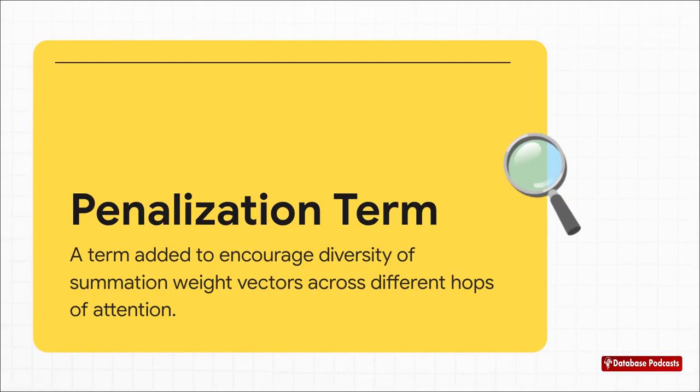So how do you force it to look for more than one clue? The solution is a pretty clever trick called a penalization term. During training, we add a rule that essentially penalizes the model if its different highlighters all focus on the same word. This encourages them to spread out and find diverse clues for the sentiment.